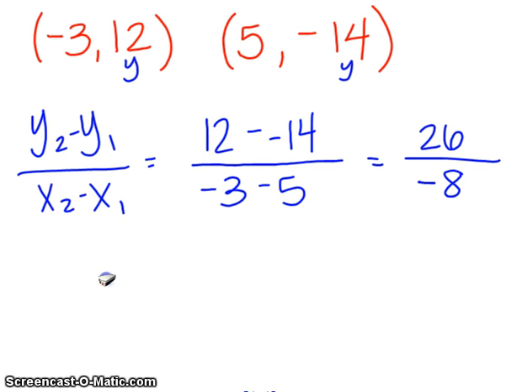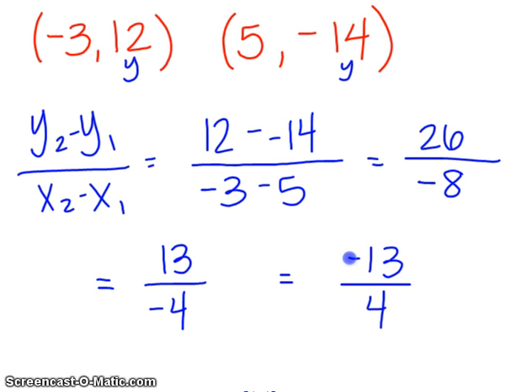The last step is to make sure that your slope is reduced. So I notice that both of these are even numbers, so I know it can at least be reduced one time by dividing by 2. So I get 13 over negative 4. And again, that would be the same thing as negative 13 over positive 4. Even if you get an improper fraction, it's important that you keep it that way because it's easier when you go through and you're trying to actually graph, you can count out the rise over the run.